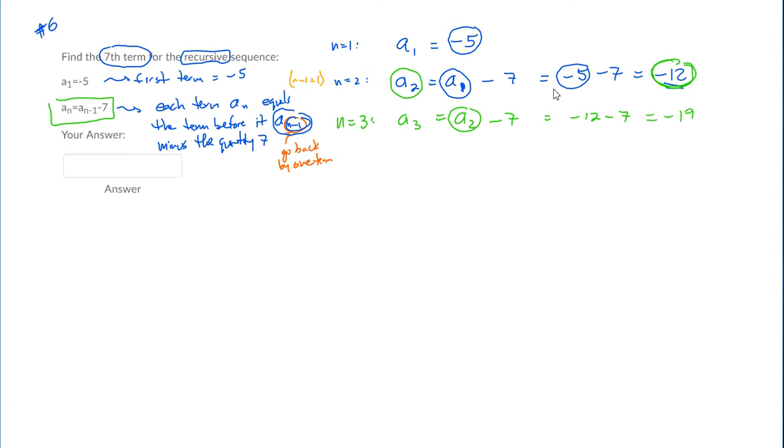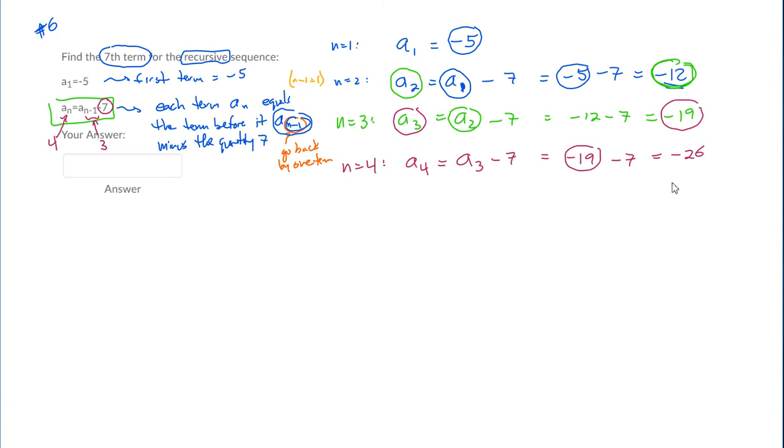Okay, let's do A4. When n is 4, my fourth term is going to equal the term right before it. What's the term right before the fourth term? If my n is 4, then my n minus 1 would be 3. So this would be A3, and then take away the number 7. A3 is the value of the term that came right before the A4, and that value was negative 19. So I'm going to have negative 19 minus 7, which is negative 26.